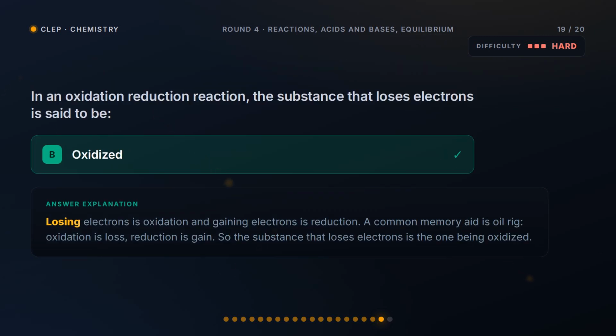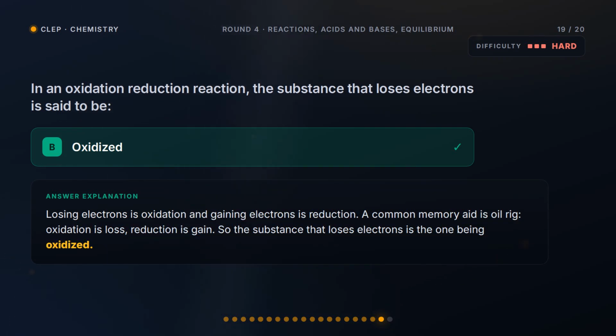Losing electrons is oxidation, and gaining electrons is reduction. A common memory aid is OIL RIG. Oxidation is loss, reduction is gain. So the substance that loses electrons is the one being oxidized.